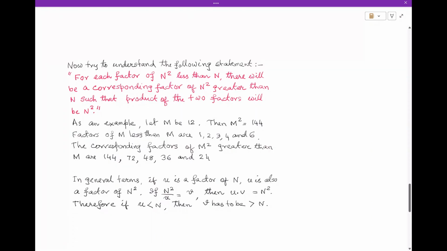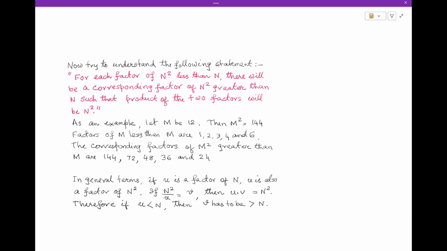Now try to understand the following statement. For each factor of n square less than n, there will be a corresponding factor of n square greater than n such that the product of the two factors will be n square.